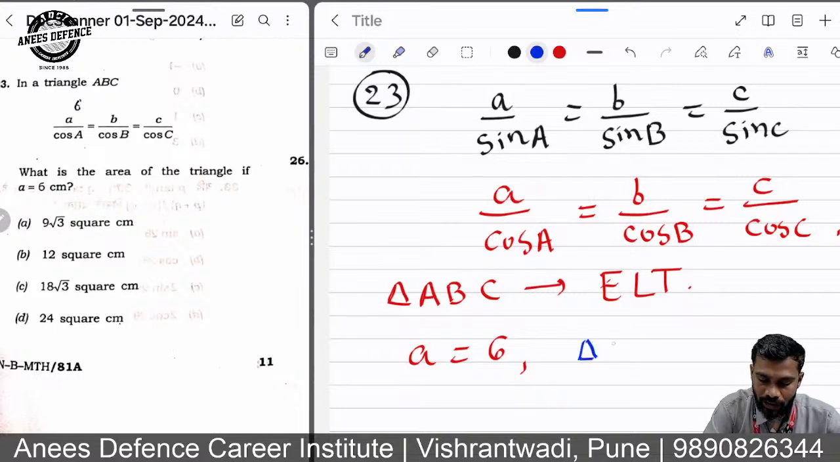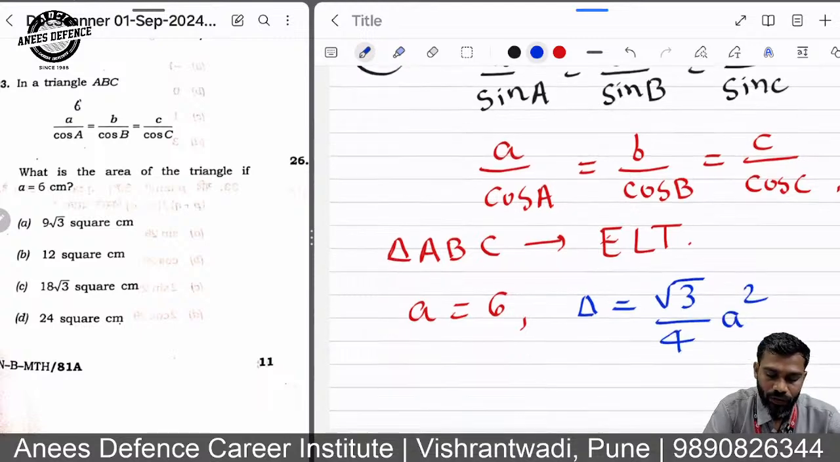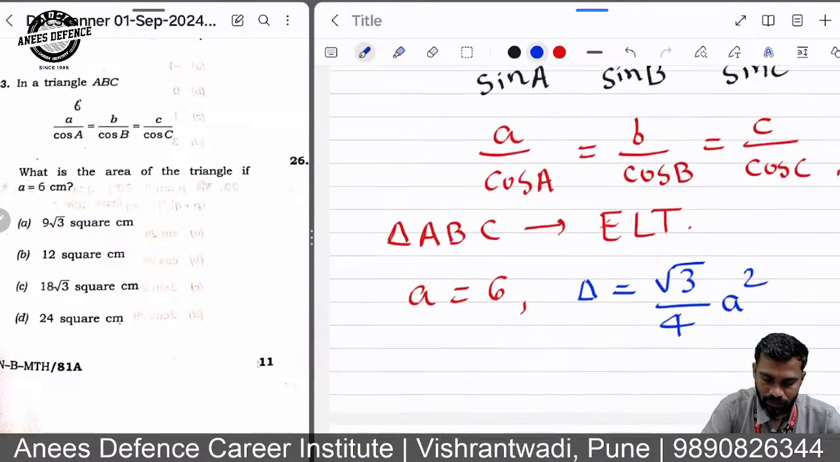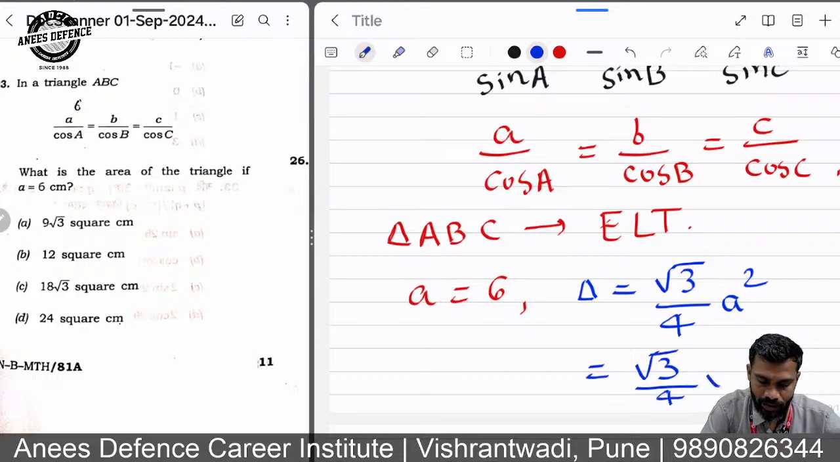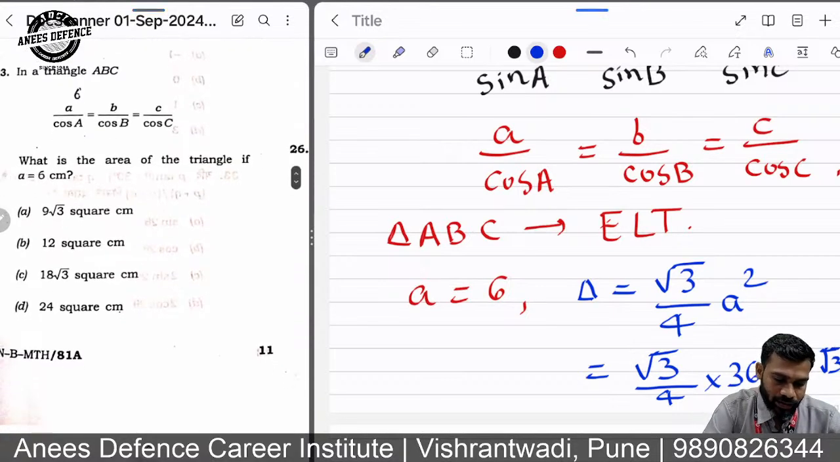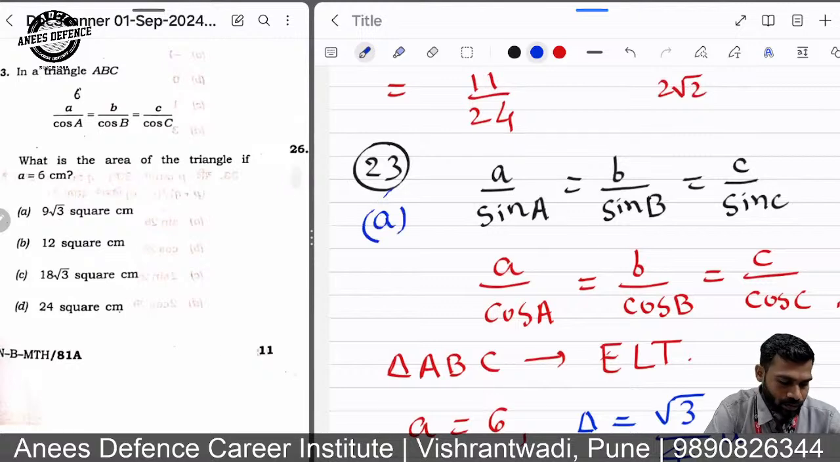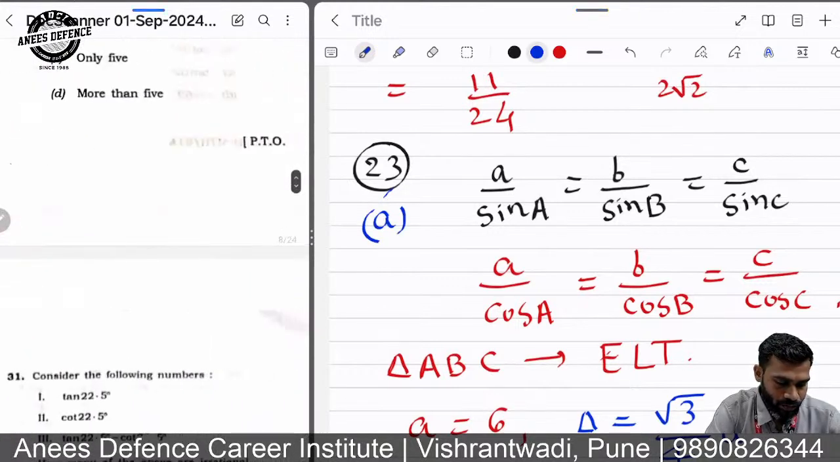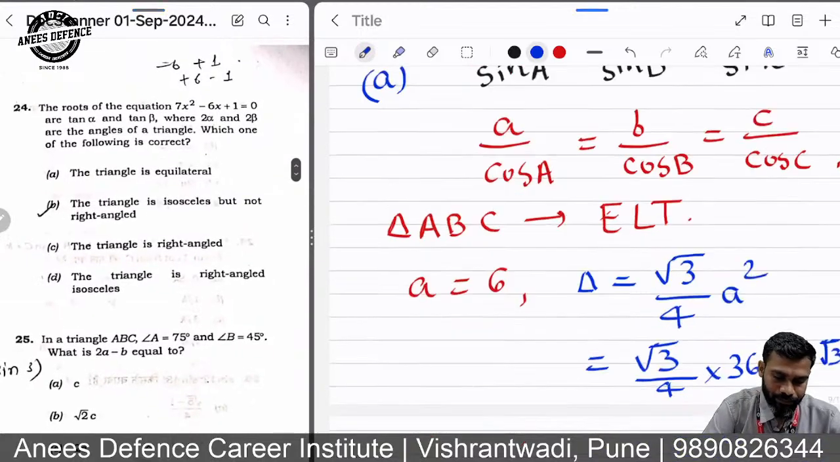The side a is 6 and we are supposed to find the area of the given triangle. We already know that delta is equal to root 3 by 4 a square, where a is the side of the triangle. So this is very easy now. I can put the value of a here: root 3 by 4 into 36, 4 9s are 36, so 9 root 3 square centimeters. So A is the right answer for this. Let us move to the next question, question number 24.